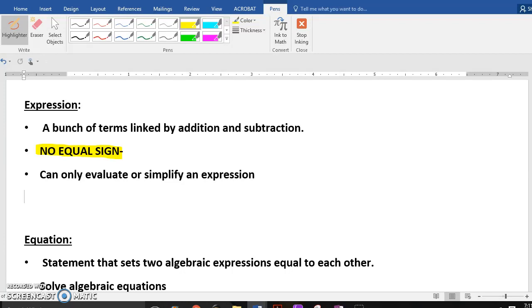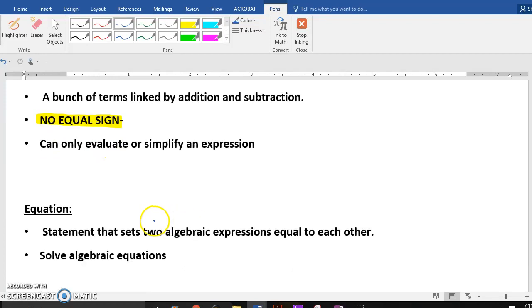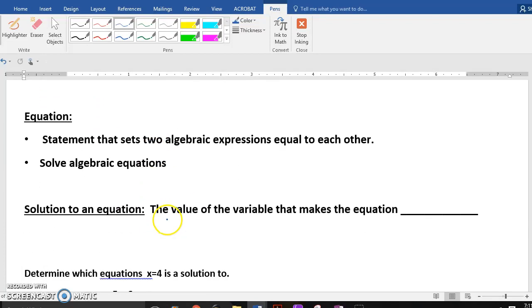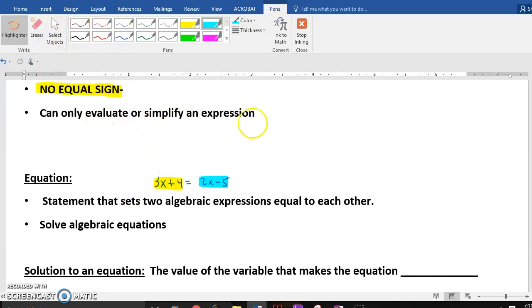Okay, you can't solve anything that doesn't have an equal sign. You can only evaluate or simplify an expression, meaning you can plug a value in for x and get a single numerical value, but you cannot solve it. An equation is a statement that sets two algebraic expressions equal to each other, such as 3x plus 4 equals 2x minus 5. This is an equation because it has an equal sign and it sets one expression equal to the other expression. Okay, now expressions, like we said, we simplify or evaluate, whereas equations we can solve.